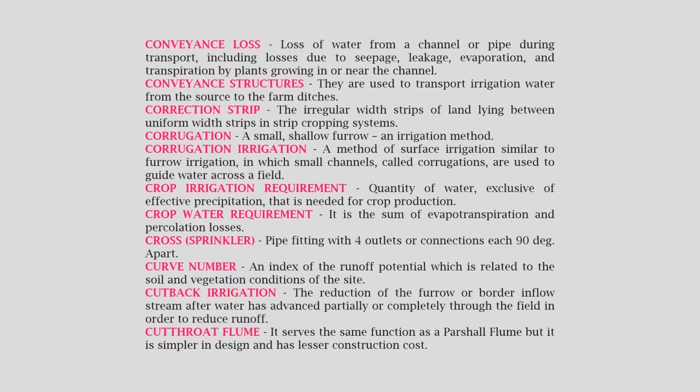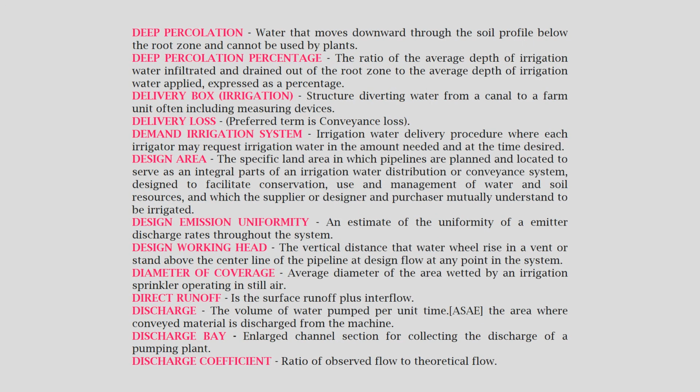Cutback irrigation. The reduction of the furrow or border inflow stream after water has advanced partially or completely through the field in order to reduce runoff. Cutthroat flume. It serves the same function as a partial flume but it is simpler in design and has lesser construction cost.